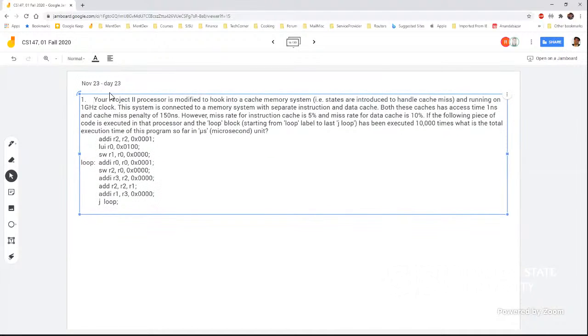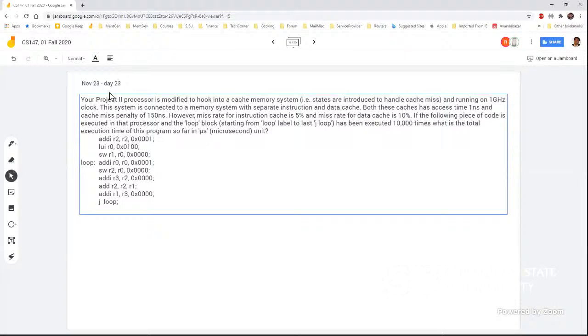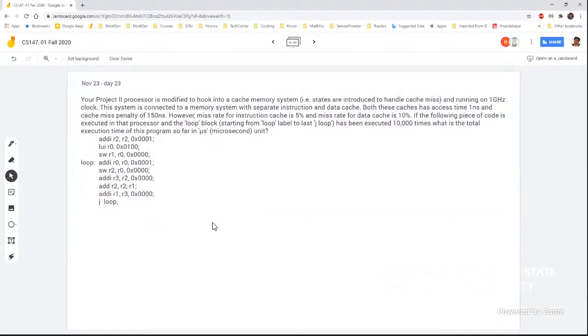So your project 2 processor is modified to hook into a cache memory system. That is, the states are introduced to handle the cache miss. Remember, we have two places where we need to access the memory: one is during the instruction fetch, and the other is during the memory cycle. So this processor is hooked into the cache memory system and running on a 1 gigahertz clock.